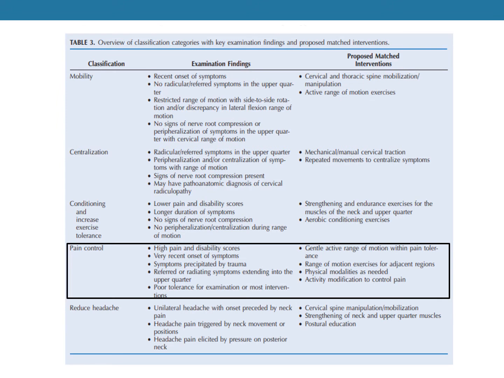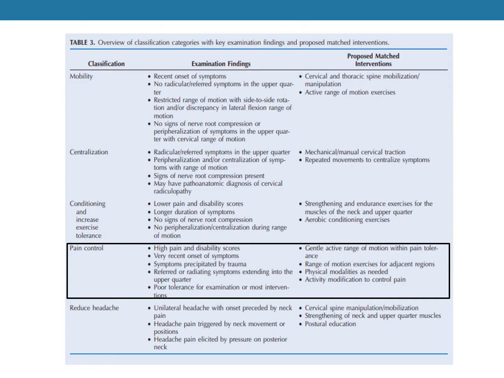And so here is your classification scheme that was devised by John Childs and his colleagues several years back. And one of the categories that we've spoken about briefly thus far, but it's important for you to review it now, is that pain control category. Because these are individuals who likely have trauma to the neck. They have high pain and disability scores. Their symptoms are rather acute. There's usually going to be some type of traumatic incident associated with their case. And they may even have some referred or radicular symptoms. And at this particular point, they really do not have a good tolerance for our physical exam.